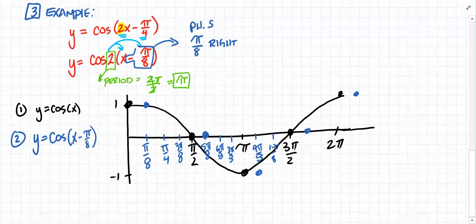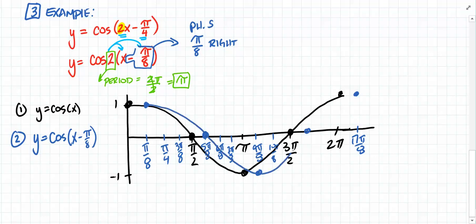16 pi over 8 plus 1 pi is 17 pi over 8, yeah? So this would be 17 pi over 8. So I could get that point easily, right? Okay. So now I have this blue curve here. It's gone pi over 8 to the right. Okay? Are we good so far, you guys?